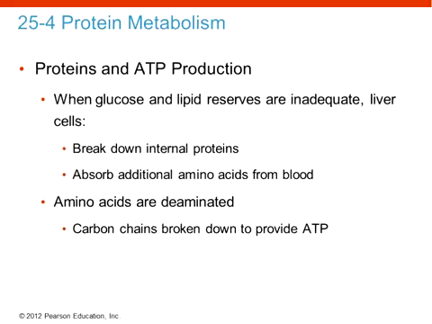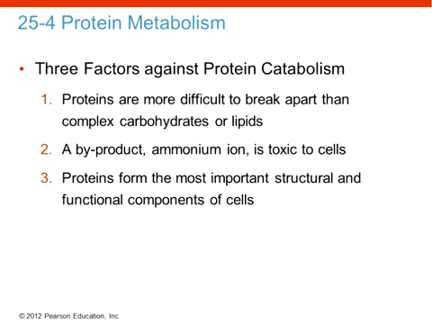As I said before, when we use up all of our lipid and glucose reserves, the liver cells can break down internal proteins and absorb additional amino acids from the blood. Those amino acids will be deaminated, and the carbon chains are broken down to make ATP. But keep in mind that this is a last-ditch effort to use these proteins if we don't have enough lipid or glucose.